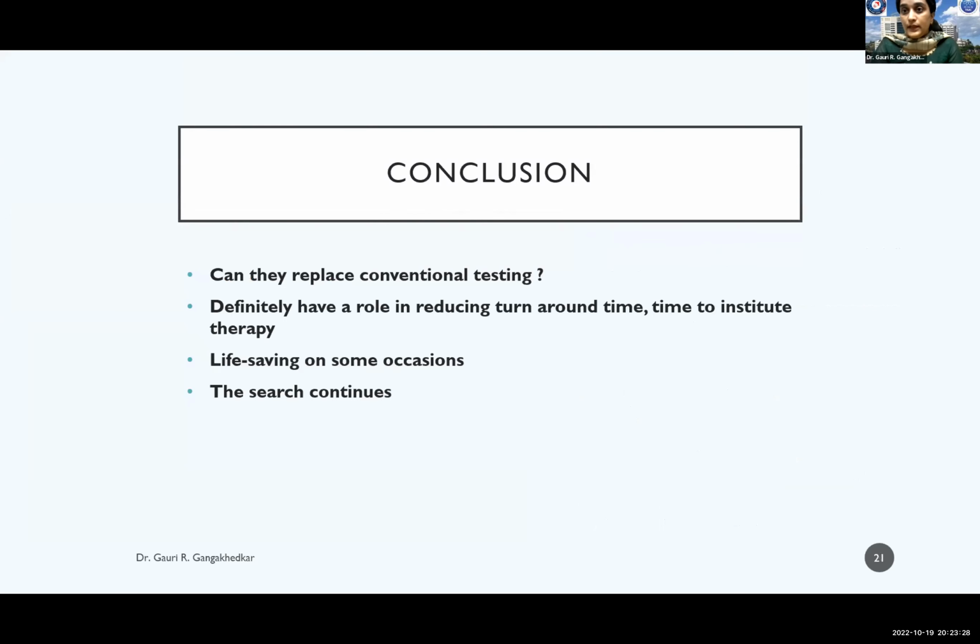In conclusion, can POCT for electrolytes or blood glucose replace conventional testing? For blood glucose, it is entirely possible, but for electrolytes, not really. We're still looking at them as trend markers or as screening tools. They definitely have a role in reducing turnaround time and the time to institute therapy. They are life-saving on occasions when you receive patients in emergencies.